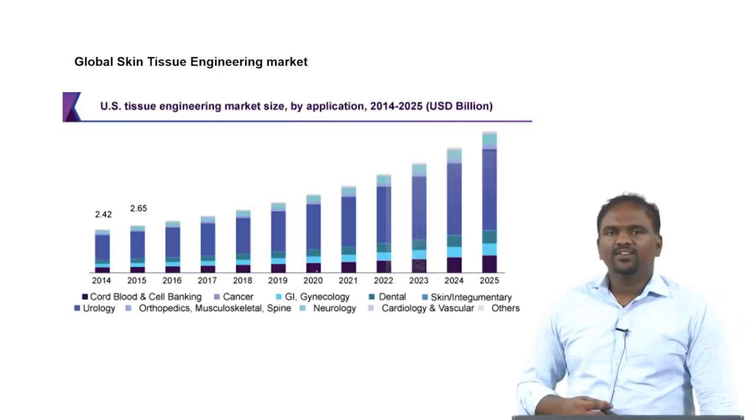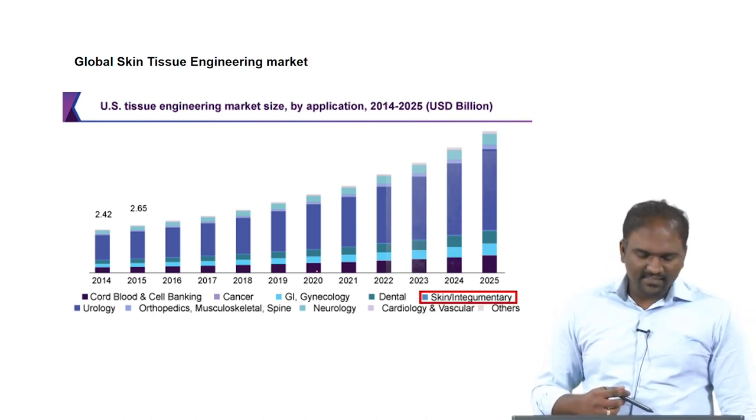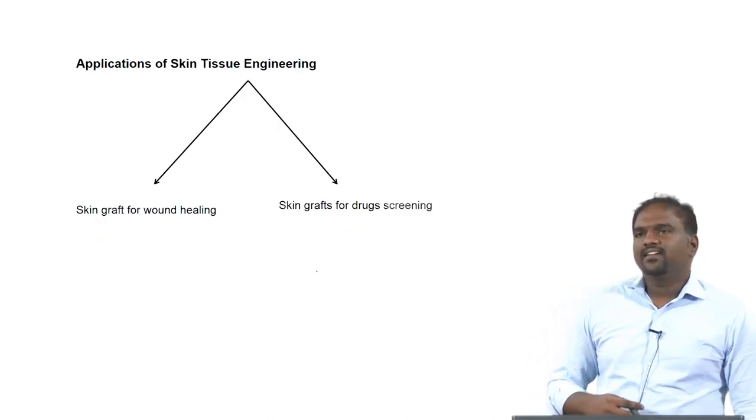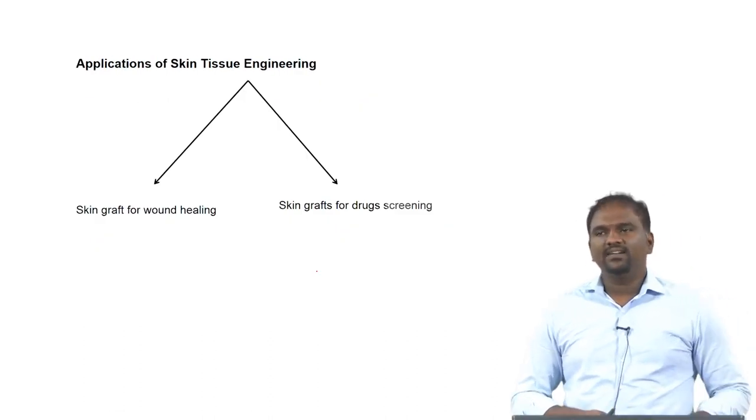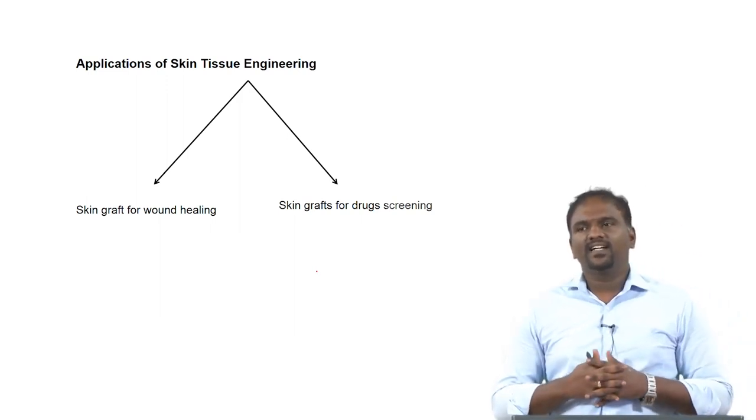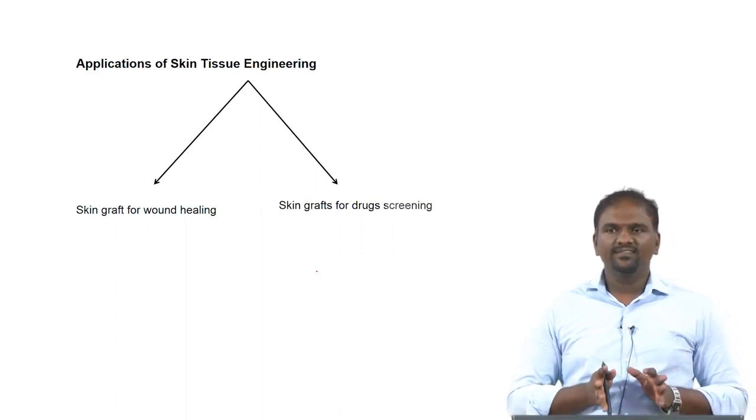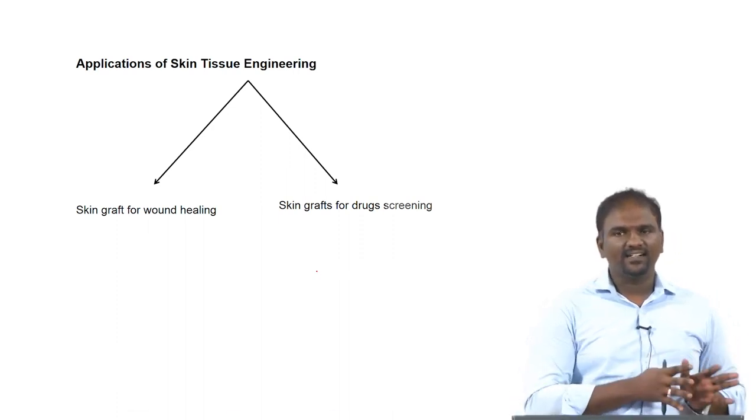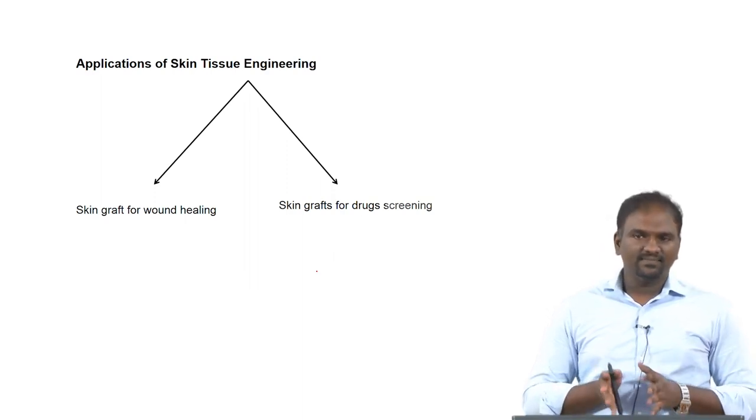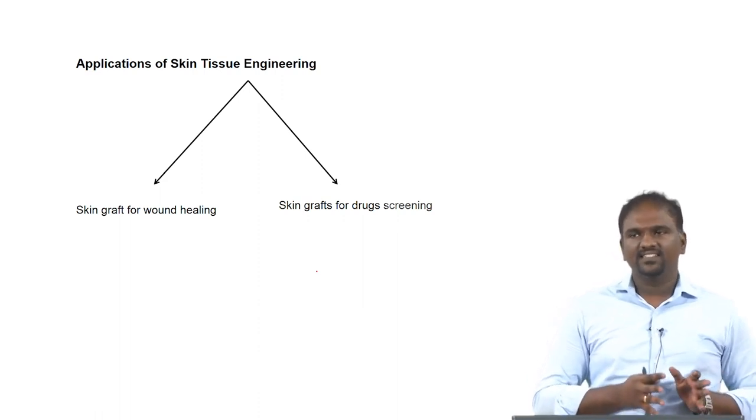The global tissue engineering market is highest for skin. Once we develop that skin graft, it can be used for two different applications. The first application is wound healing. As I told, wounds which cannot be healed by the body's own innate mechanism need some graft. So, for such applications we can use this skin graft.